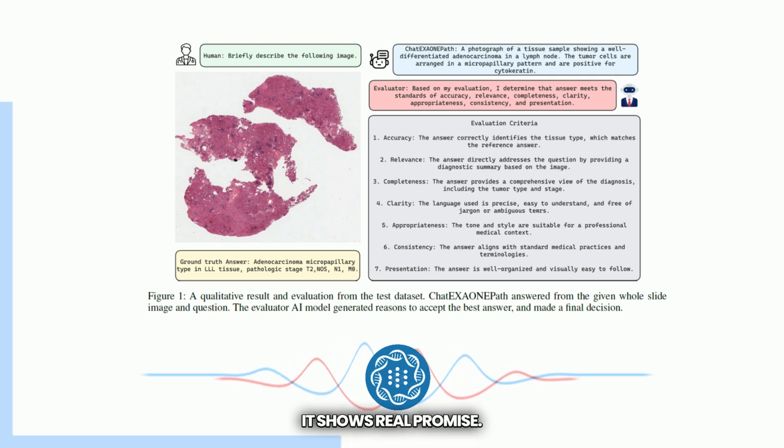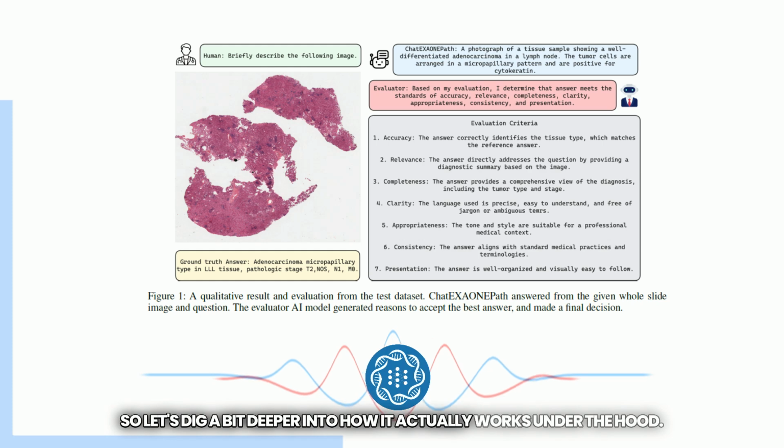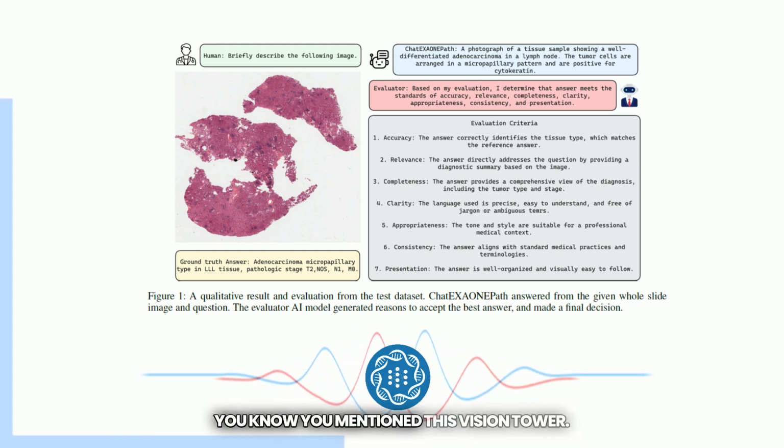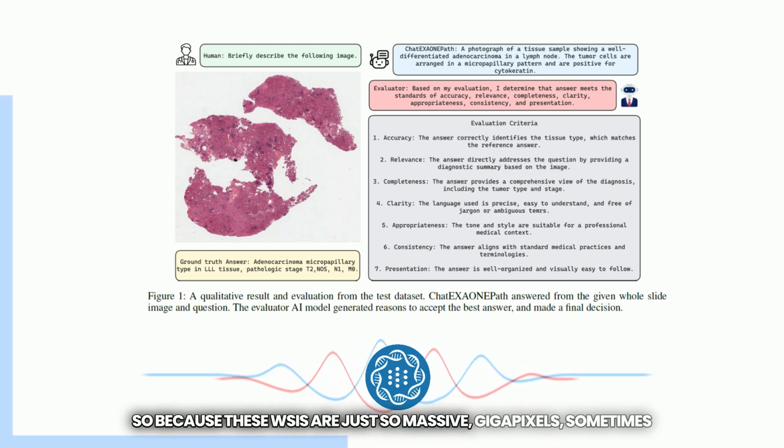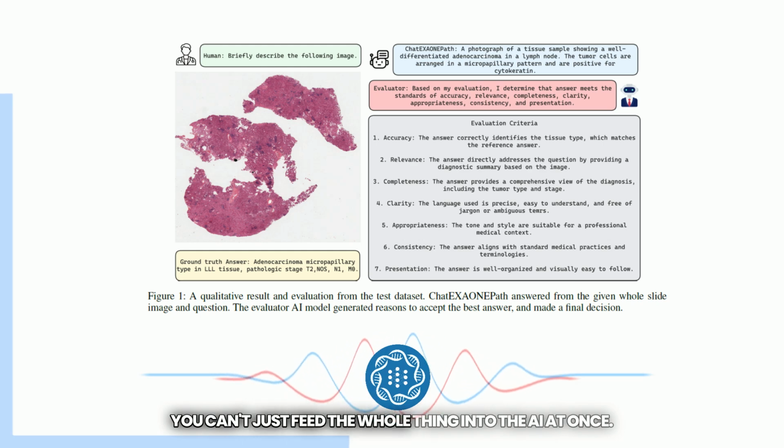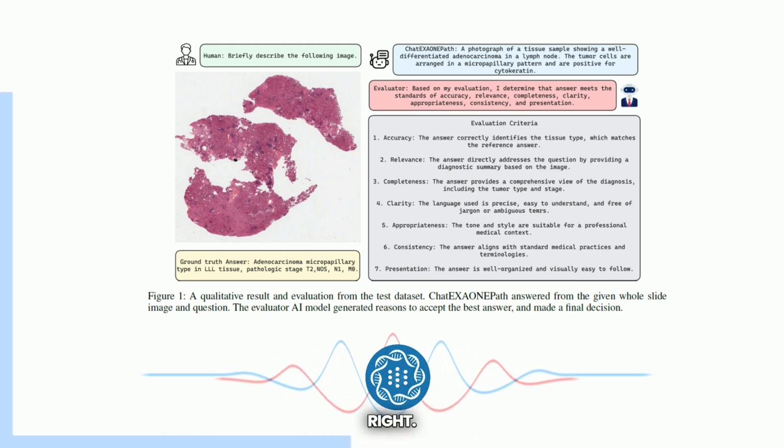It is. It shows real promise. So let's dig a bit deeper into how it actually works under the hood. You mentioned this vision tower. What's going on in there? Right. So because these WSIs are just so massive, gigapixels sometimes, you can't just feed the whole thing into the AI at once. It's too much data. Right. Need to break it down.